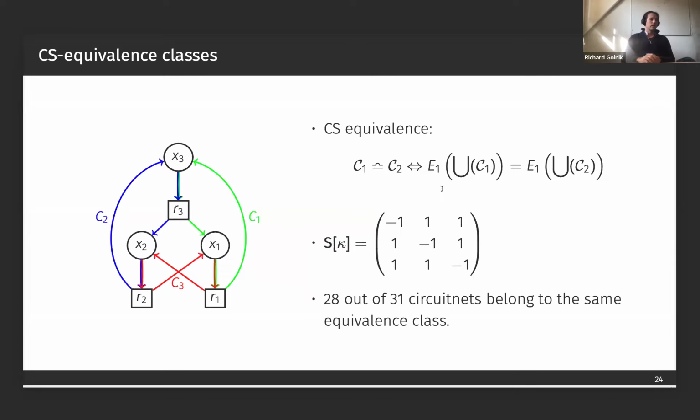And strikingly, for this type 5 autocatalytic core, by the way, 28 out of 31 circuit nets belong to the same equivalence class. So this suggests that we can reduce computational costs.